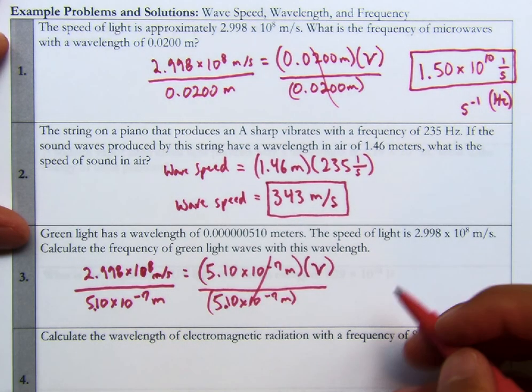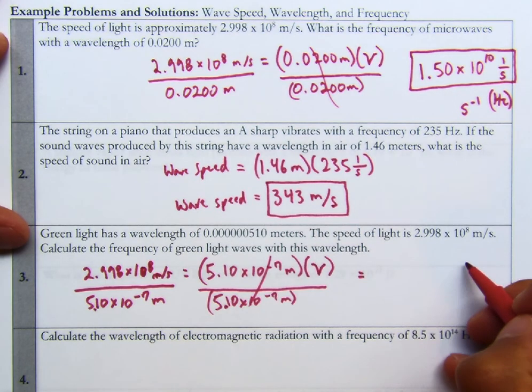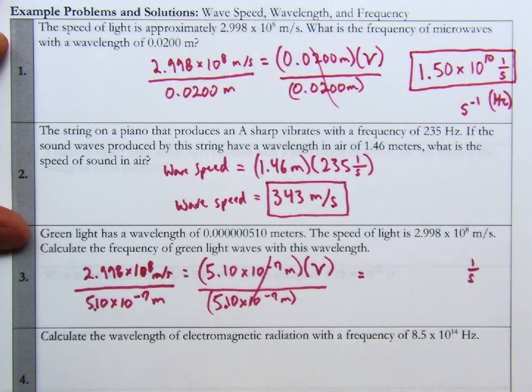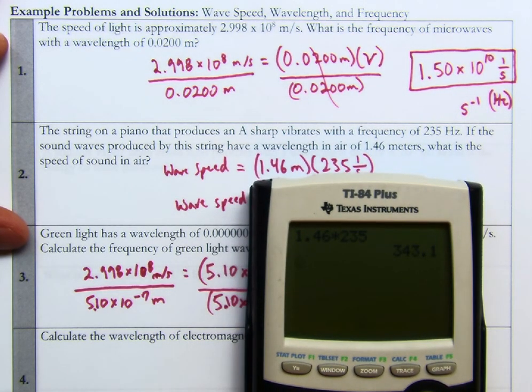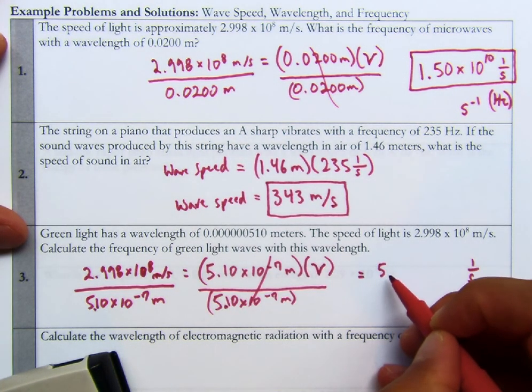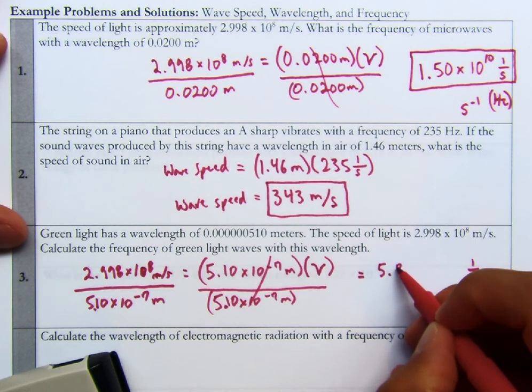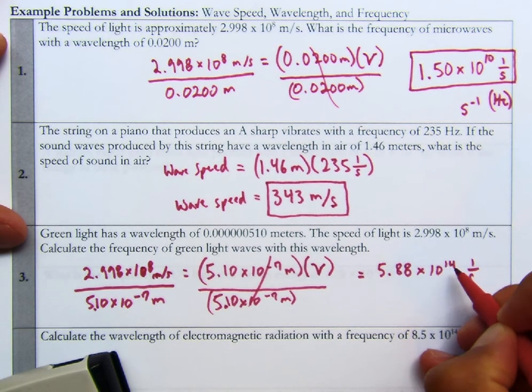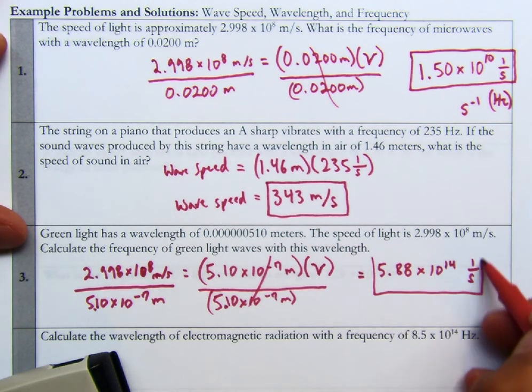Again, our unit is going to come out as hertz, which is 1 over seconds. And let's see how it goes. So 2.998 times 10 to the 8, that is our speed of light, and it's going to get divided by, I'll just put it in scientific notation, 5.1 times 10 to the negative 7. And then what we get, to 3 sig figs, is 5.88 times 10 to the 14th hertz, or inverse seconds. That's our frequency.